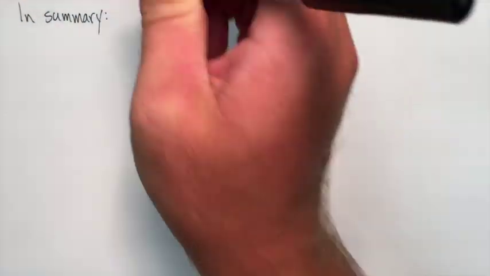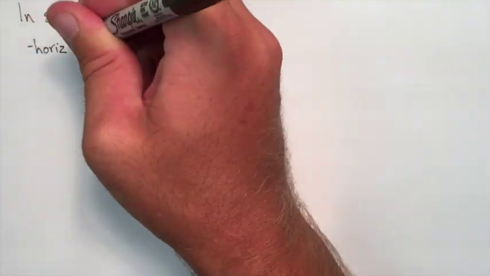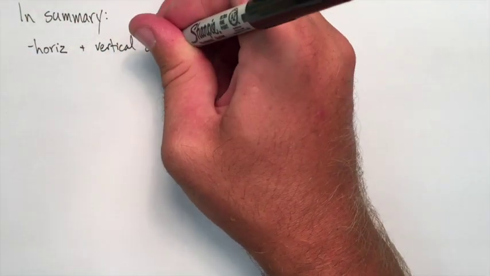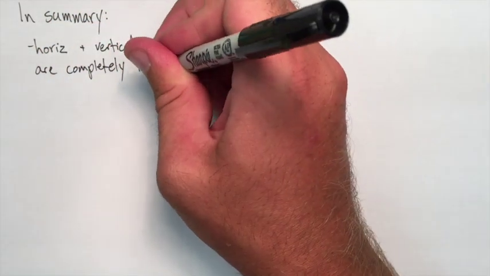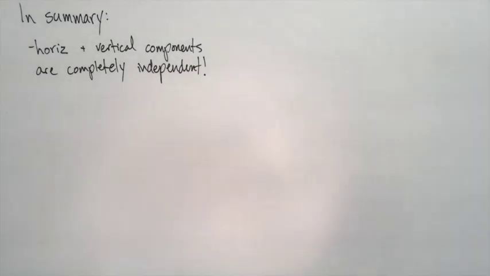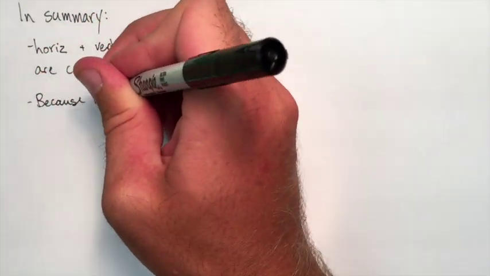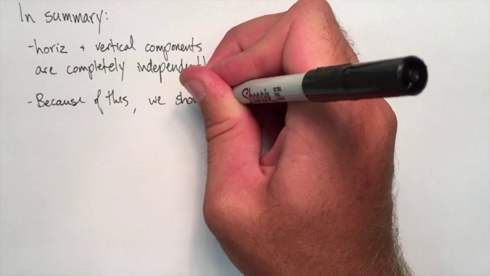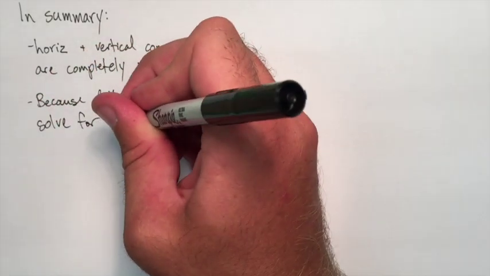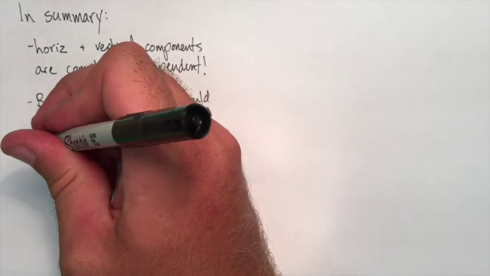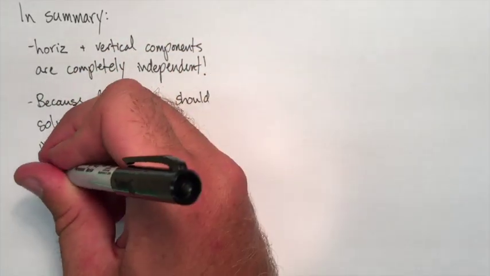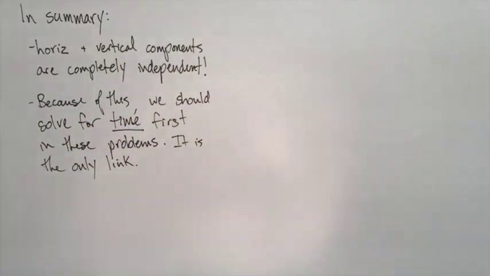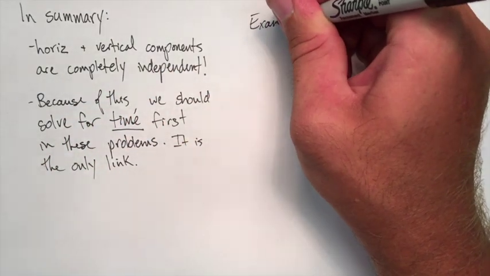Alright, so moving on, we can make a summary of what's going on. We have to remember that the horizontal and the vertical components are completely independent. Any change of the vertical component has no effect on the horizontal component whatsoever. Because of this, we should always solve for time first in the problems. Time is the only link between the two motions. The time taken to travel the x motion would be exactly the time taken to travel the y motion.